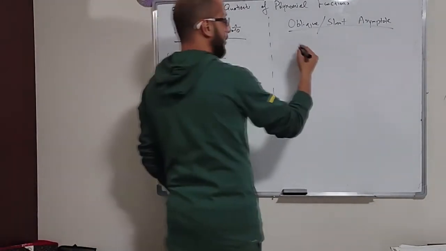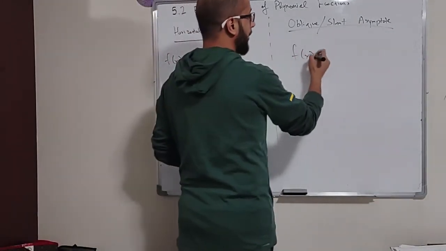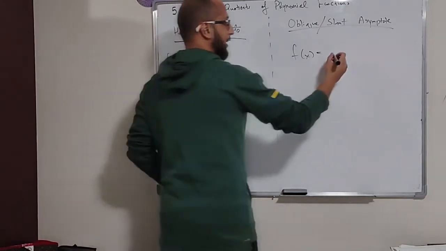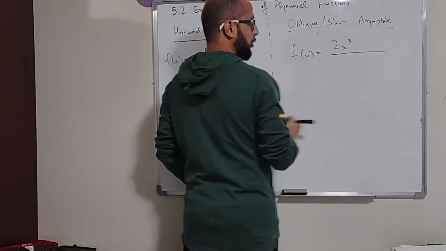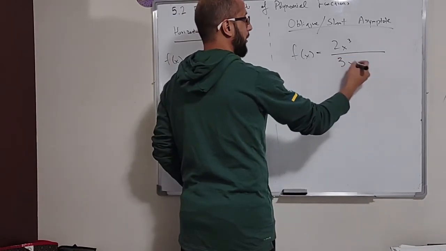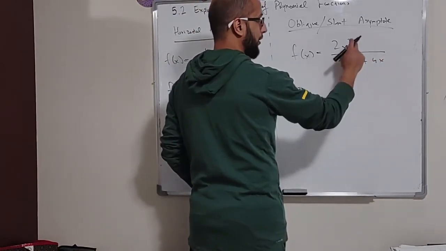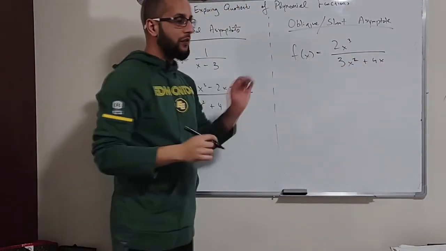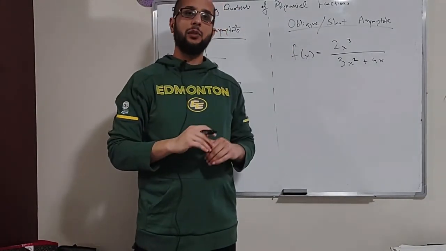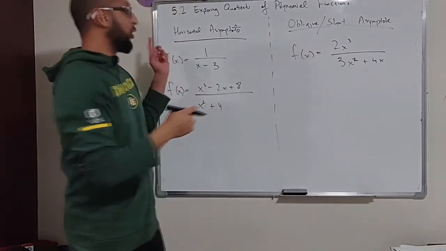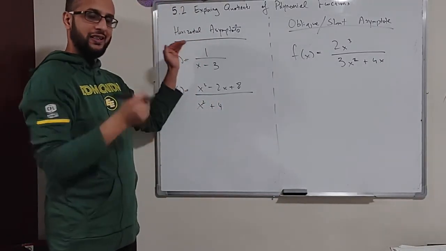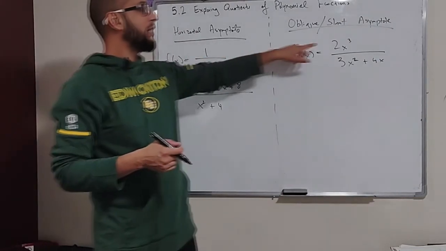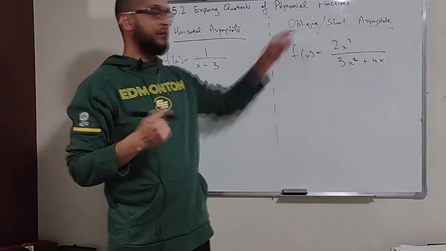So for the oblique or slant asymptotes, that's going to occur if the degree of the numerator is 1 more than the degree of the denominator. So let's say the numerator is 2x cubed and the denominator is 3x squared plus 4x. The degree of the numerator is 3, the degree of the denominator is 2. So if the degree of the numerator is 1 more than the degree of the denominator, then you have a slant asymptote. Horizontal asymptote is if the top, the numerator, is equal to or less than the denominator when we're talking about degrees. That's horizontal asymptote. If it's more by 1, then you have an oblique or slant asymptote.